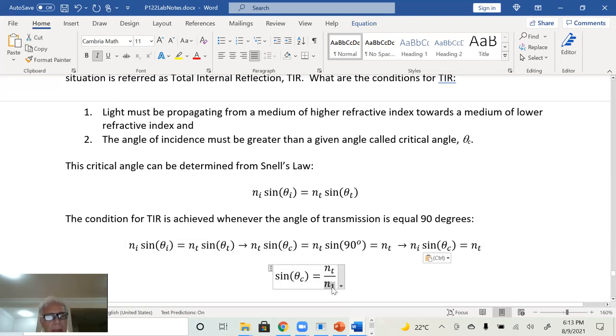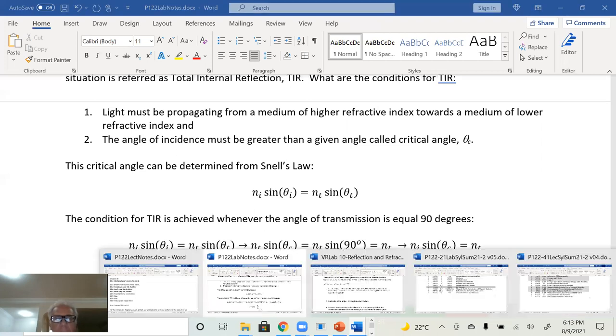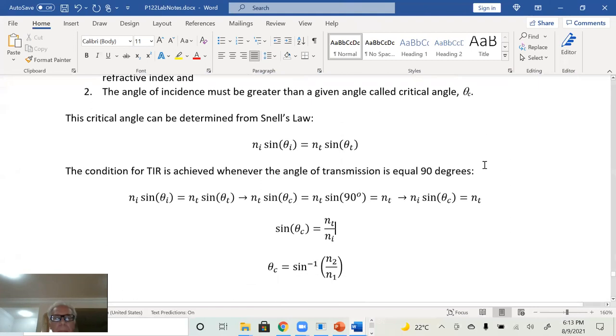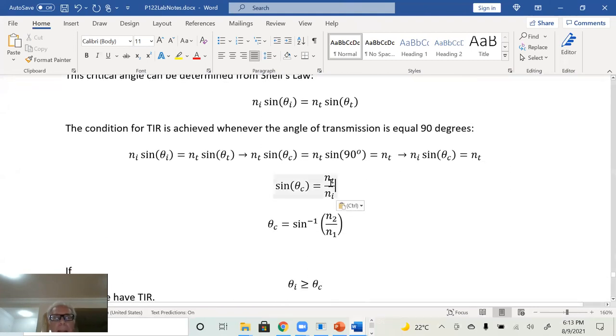That's why I was not getting the right result, because I was getting the wrong formula. It's N of transmission divided by N of incidence. You got the wrong result here again. Please correct that. And now I can get the right result in my equation.